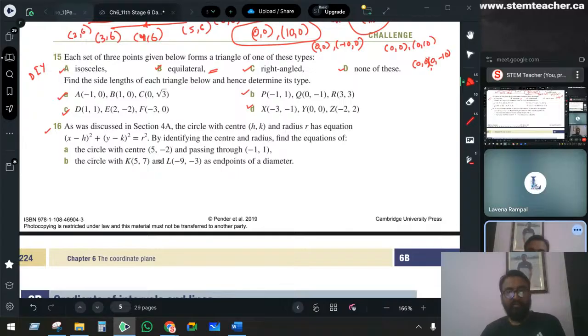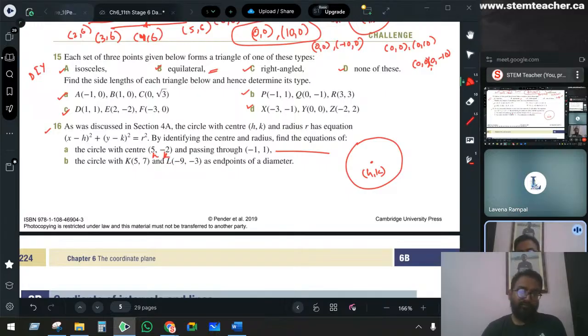So here the center has been given. Center has been given means this is h comma k. So here h is equal to 5, k is equal to minus 2. And the point minus 1 comma 1 lies on the circle, so this will give your radius. So you have to get the radius. You already have h, k, so (x minus 5) whole square plus (y plus 2) whole square is equal to the radius square.